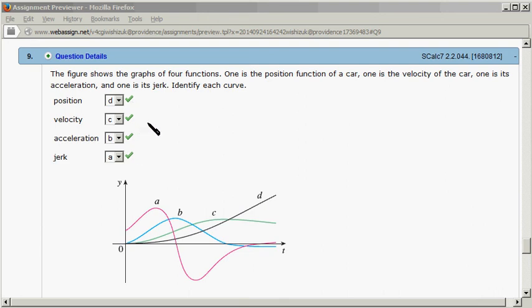So the key is to look at a place where you have a horizontal tangent line. Then look for a function that becomes 0, which means that it hits the t-axis, and that's most likely the derivative of the function. All right, that's it. I hope that this was clear.